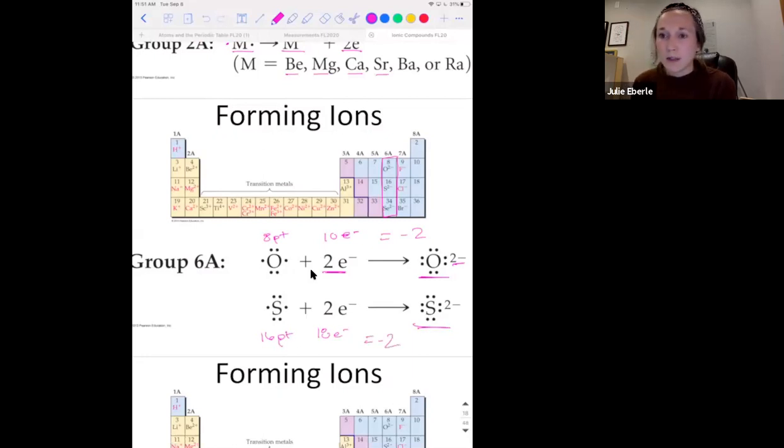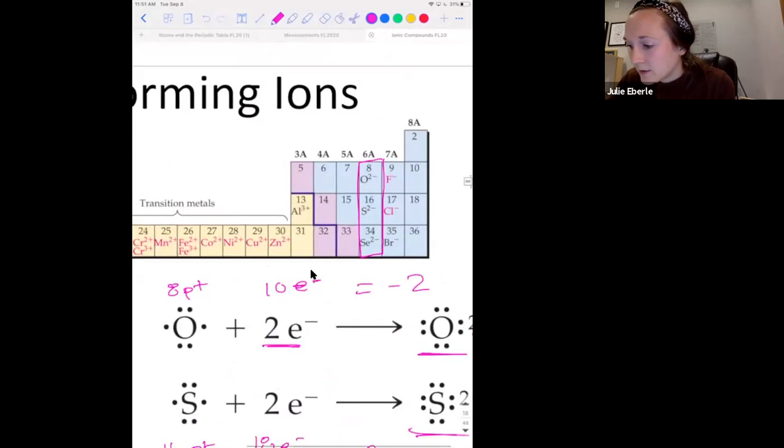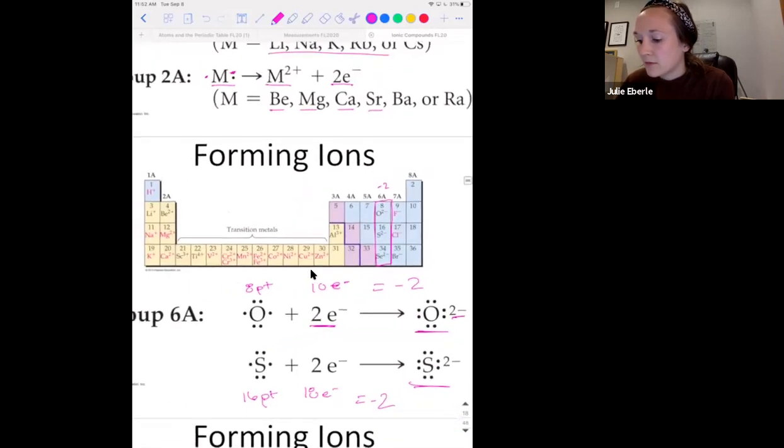So main group 6 elements, they behave the same, all the same way, okay? They always form anions with a -2 charge. Okay, what about main group 7?